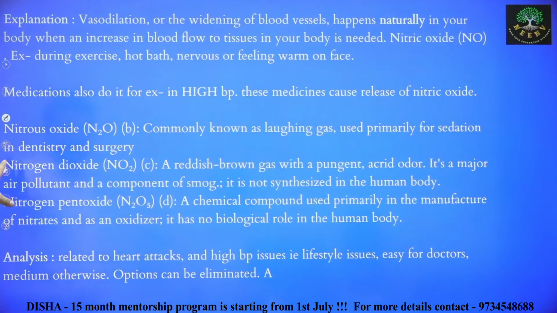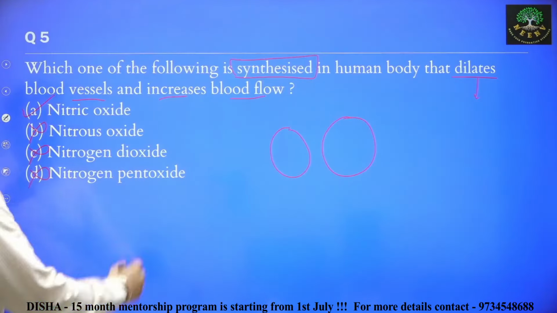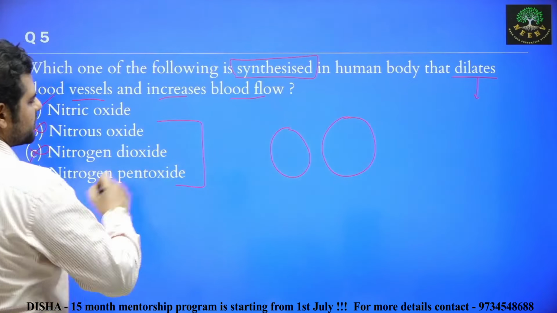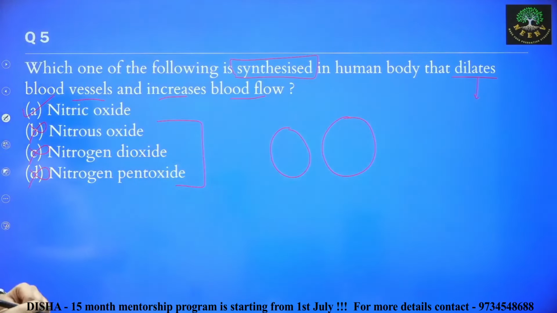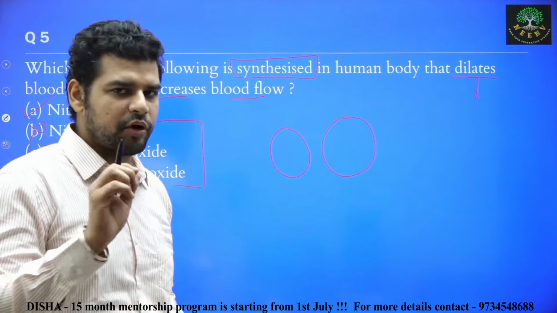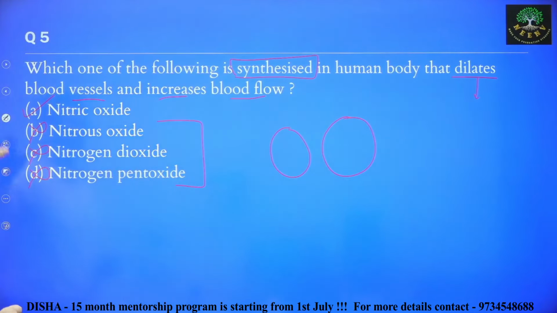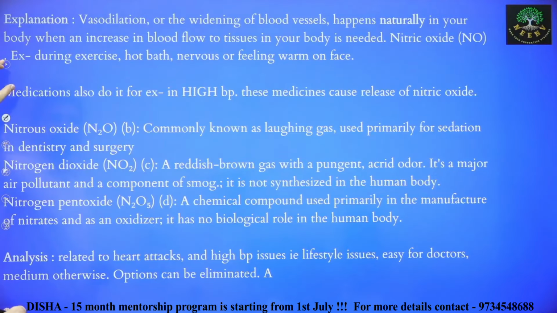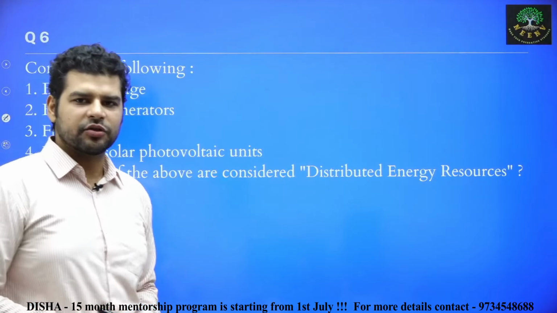So I have explained everything and analysis is also done, explanation I have given, all right? So everything is told. One more thing I would like to add, that these three chemicals are not produced in the body. That's why I have highlighted the keyword synthesized in the body, right? So this question is done. Now let us see the sixth question.